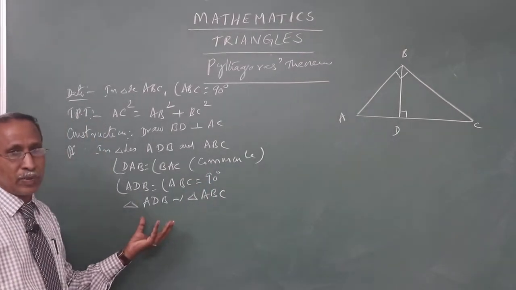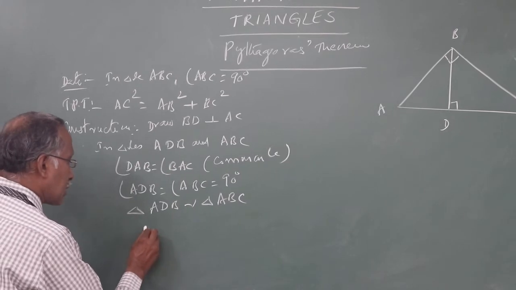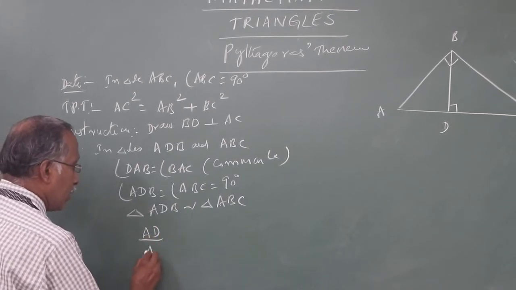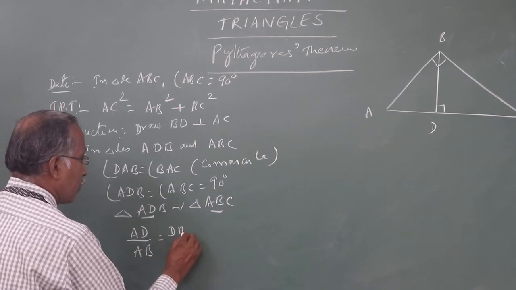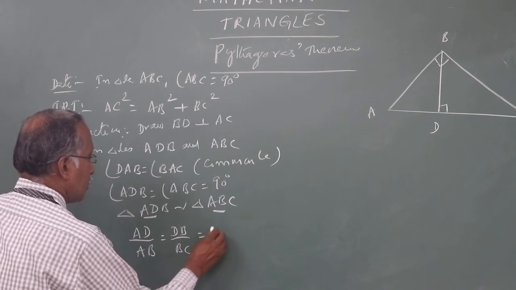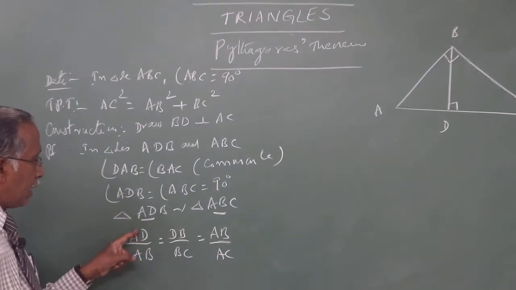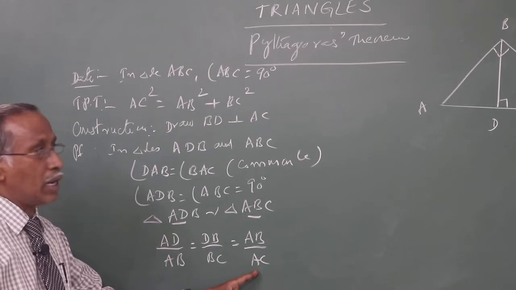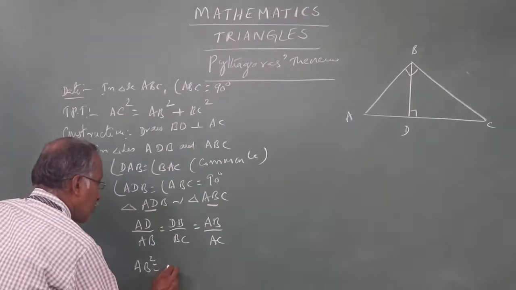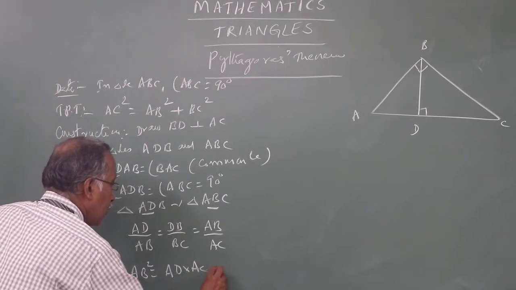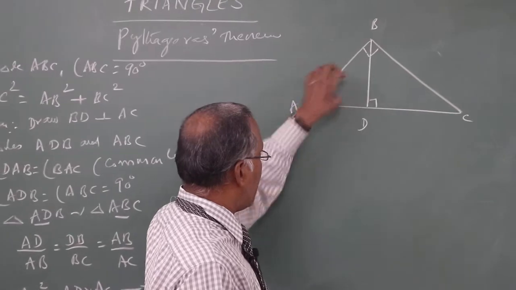When two triangles are similar, their corresponding sides are in proportion. Those corresponding sides you can get here. AD by AB is equal to DB by BC, which is equal to AB by AC. Now, take these two ratios, AD by AB and AB by AC, and do the cross multiplication. AB into AB, AB square is equal to AD into AC. We have got it. This is equation 1. We have compared triangle ABD with ABC.